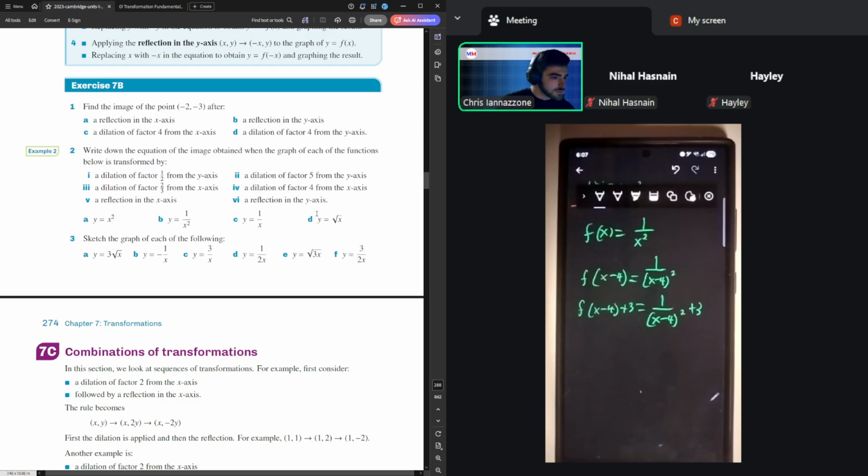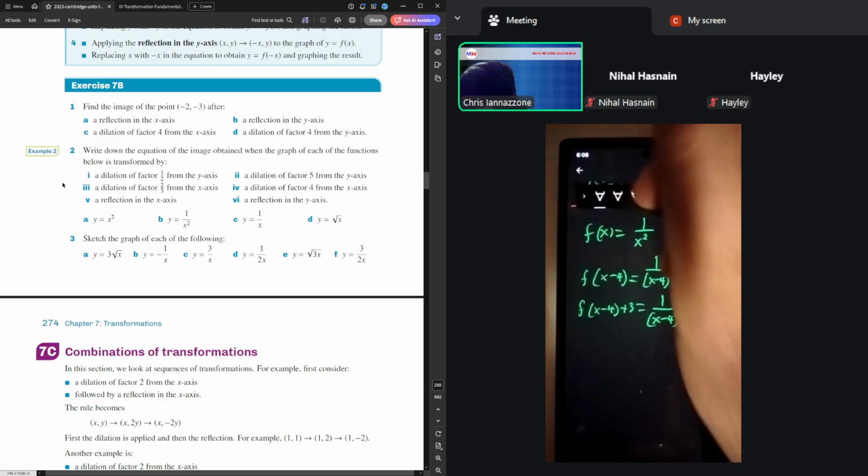Question 2 is a bit of a weird one because what they've done is they've basically given you 4 separate functions and then 6 transformations to apply to each of these. So 6 by 4 amount of questions in there. So I think what we'll do is we'll do y equals x squared and we'll just do part i for this one. So a i, x squared, and it's going to be a dilation factor of a half from the y. Start writing that up.